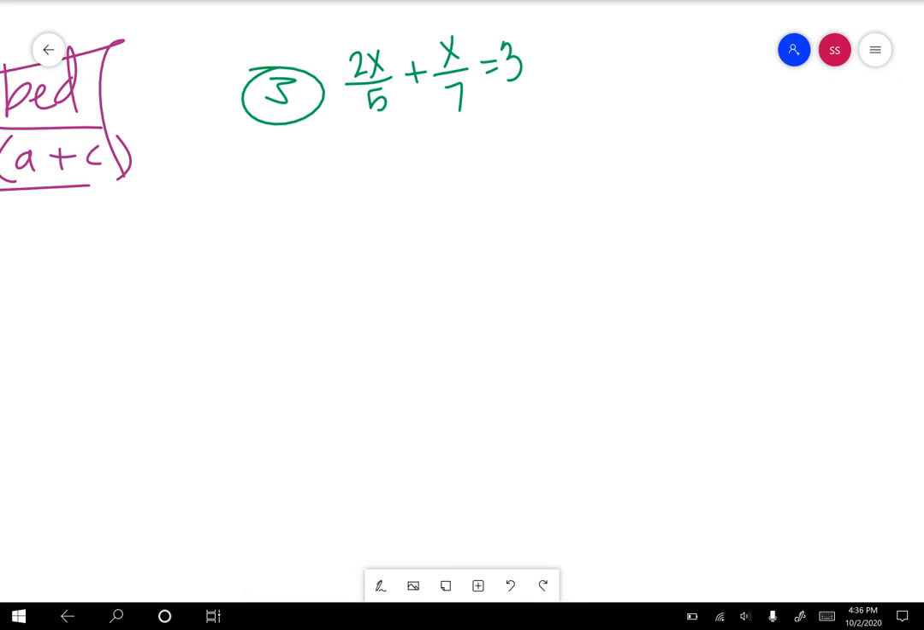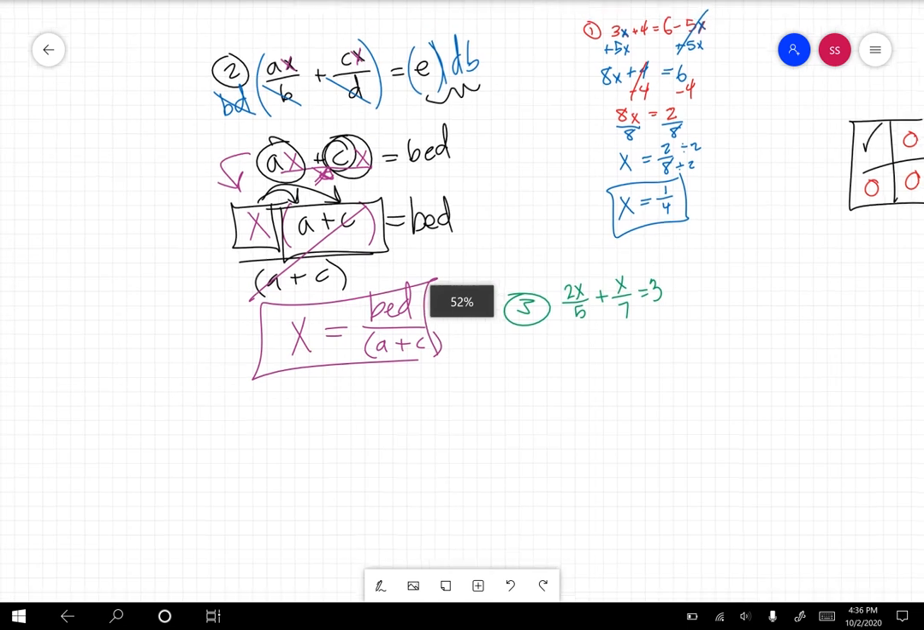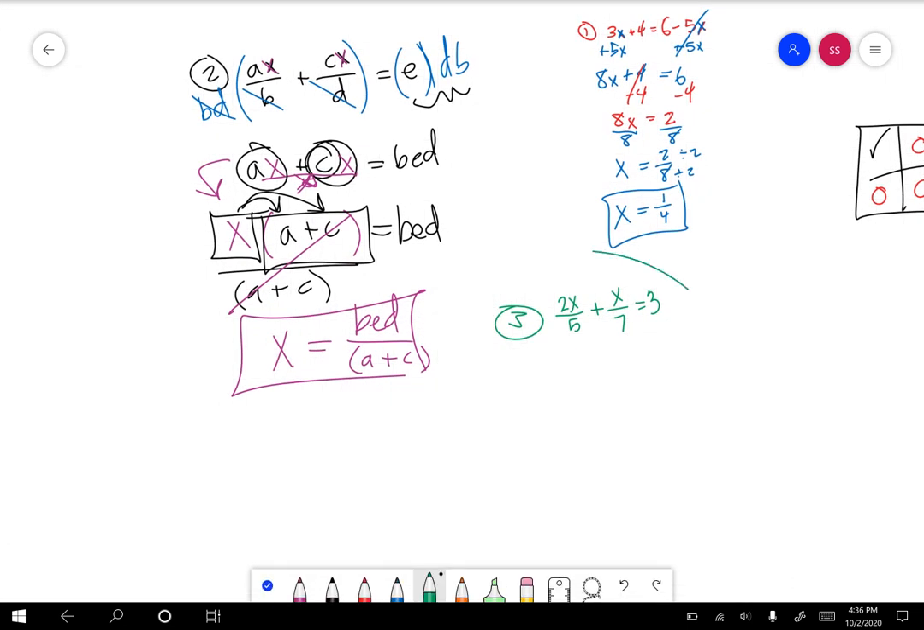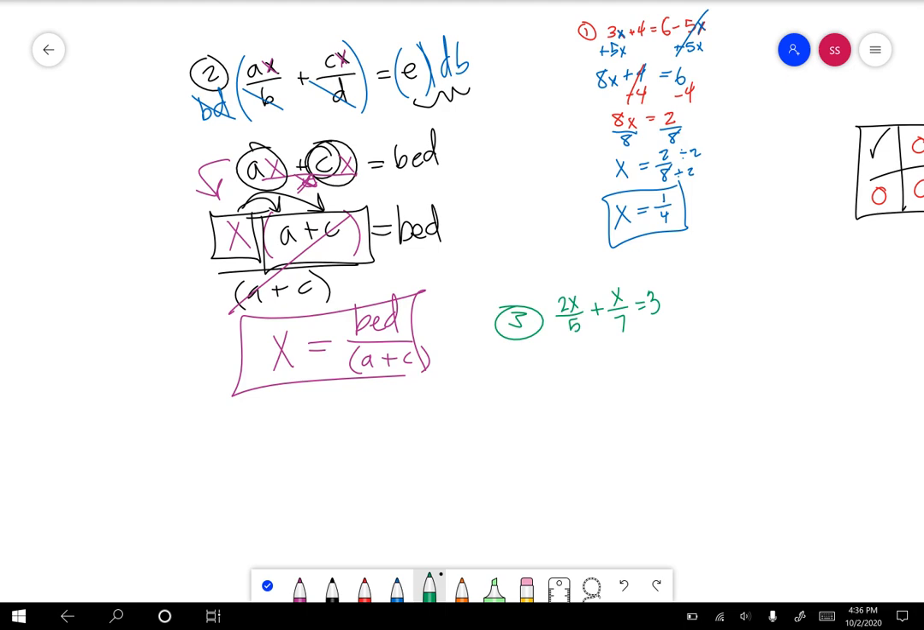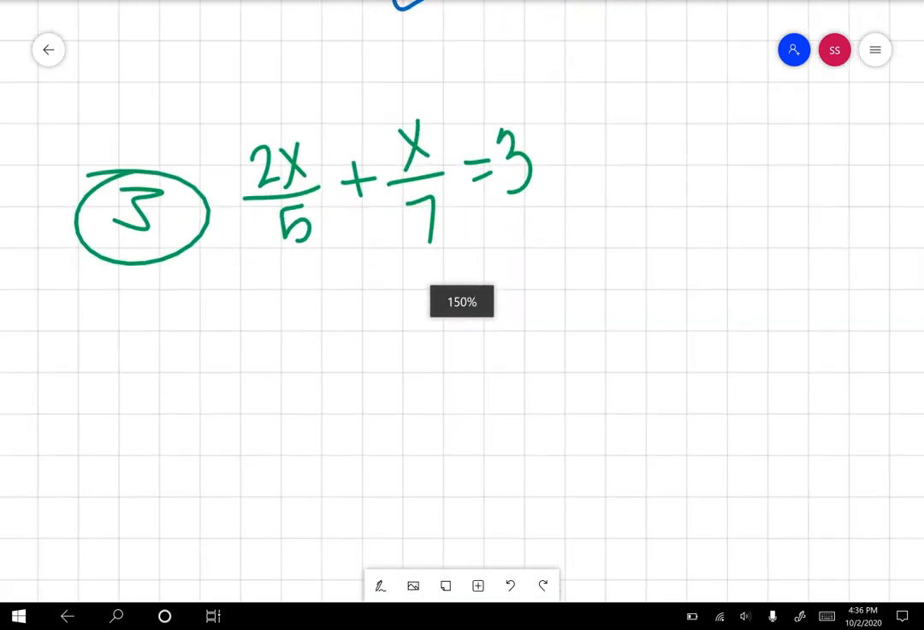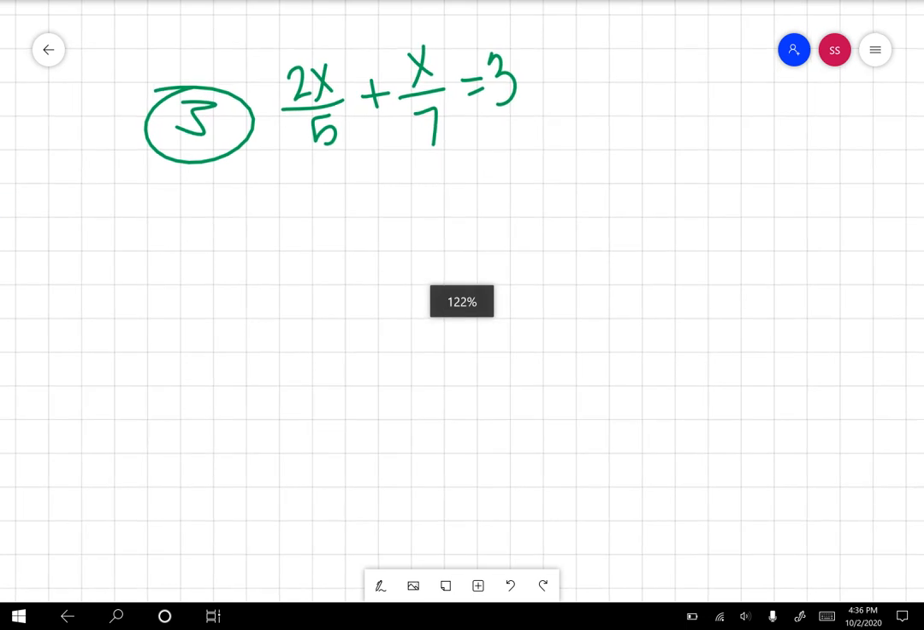Now, before we do anything, notice the similarities between this problem and the last problem. Here we have one thing over here, one thing over here. Here we have x being multiplied by something, x being multiplied by something, and then both of those terms being divided by something. So this is the same exact thing as what was happening on the last problem, just with numbers instead of all letters. So we could use the same exact process to solve.